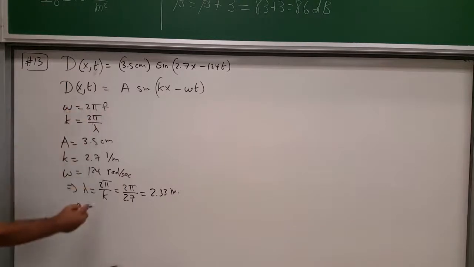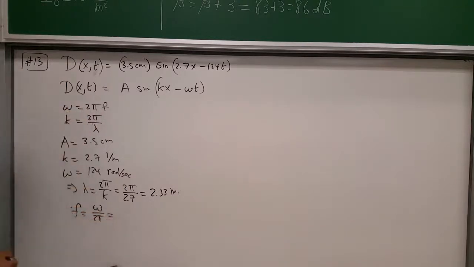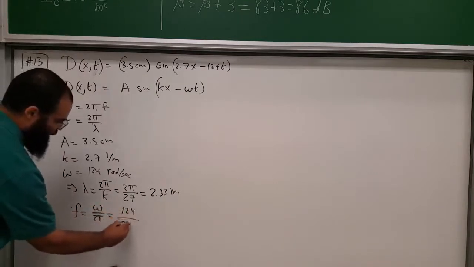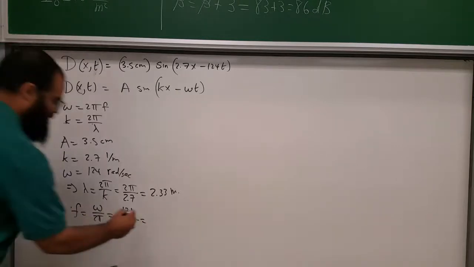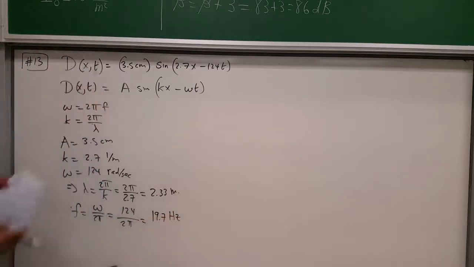The frequency will be omega over 2 pi. That gives what? 124 divided by 2 pi, and that is about 19.7 hertz. And I think that's all they want. Oh, the speed. The speed is omega over k or lambda times f, whichever you like.